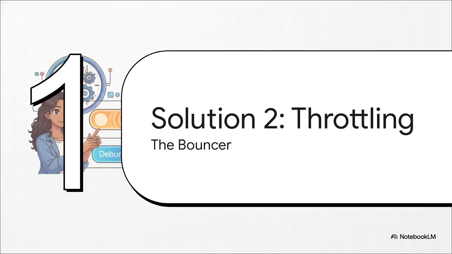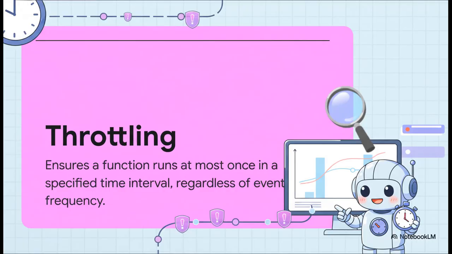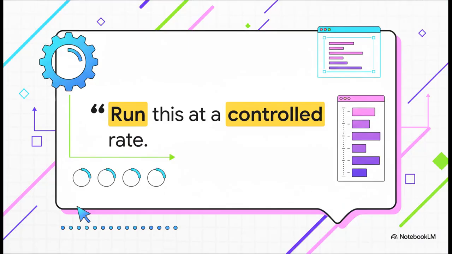Now let's meet our second solution, throttling. And if debouncing is a waiter, you should think of throttling as the bouncer at a popular club. That bouncer doesn't care how long the line gets. They're letting people in at a steady, fixed pace, one every few seconds, no matter what. And that's pretty much exactly what throttling does in code. It guarantees that your function will run at most one time during a specific window of time. So you could have an event fire 100 times in 1 second, but if your throttle interval is set to, say, 500 milliseconds, your function is only going to run twice, period. So the mental model here is just as simple. Run this at a controlled rate.